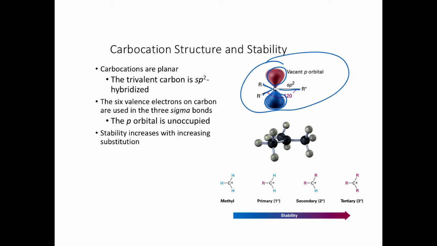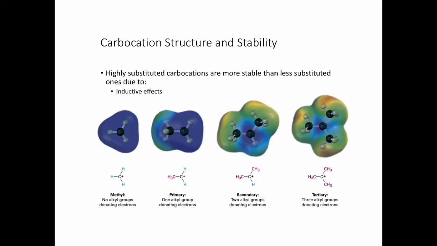Now, stability of a carbocation increases with increasing substitution. So a methyl would be the least stable, but as soon as you add one R group, that becomes more stable, 2 R groups even more so, and 3 R groups even more so. There are 2 reasons that highly substituted carbocations are more stable than less substituted ones. The first reason is inductive effects.